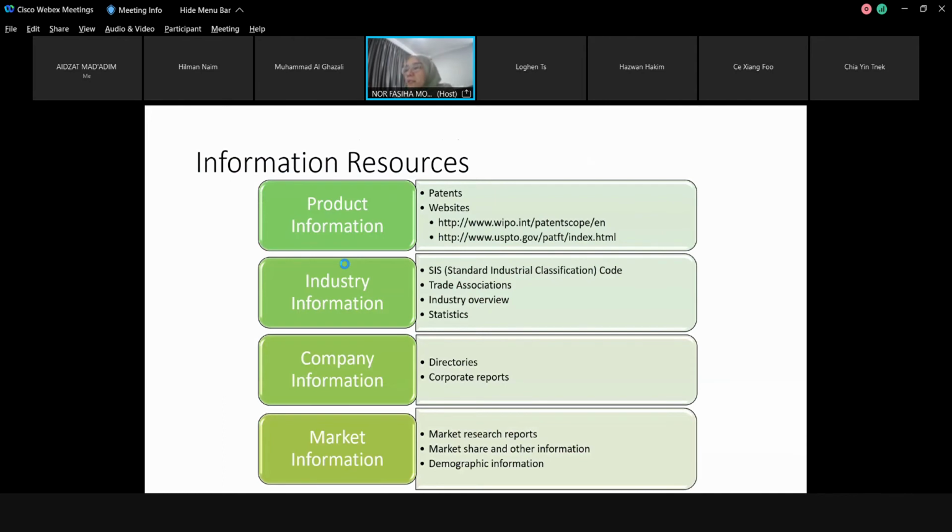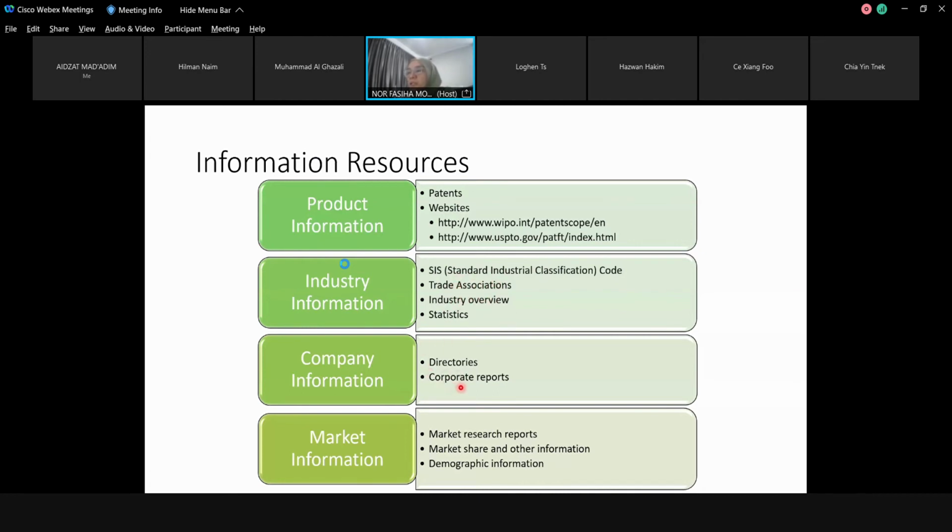So you might want to find patterns, existing patterns. These are the websites for finding patterns. You can find patterns developed by other people related to the product that you're going to design. The second one is industry information. Every product has an SIC code, the standard industrial classification code. You need to know that. And the trade associations, industry overview and statistics, this is all the source for industry information.